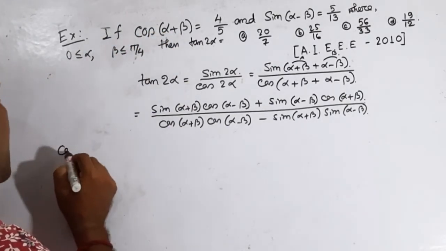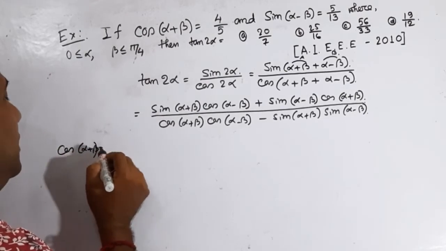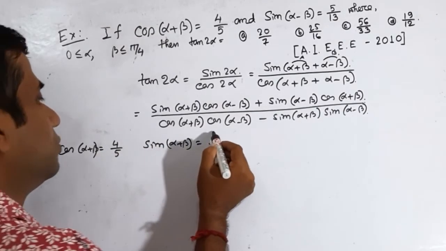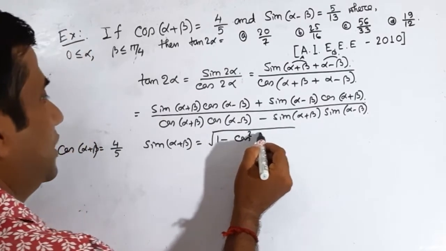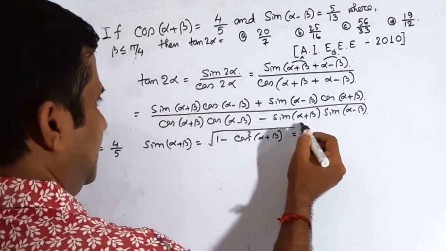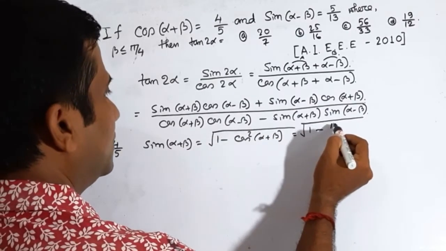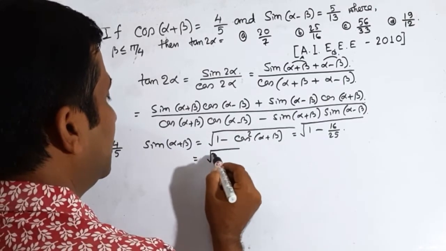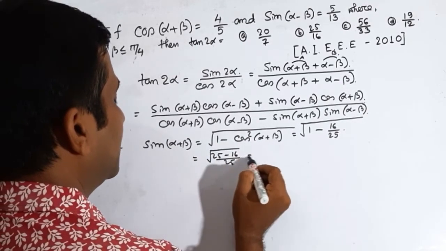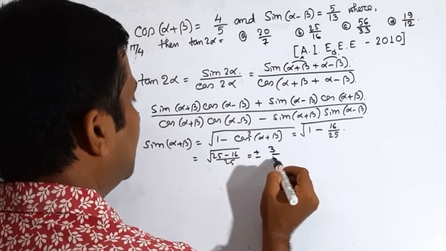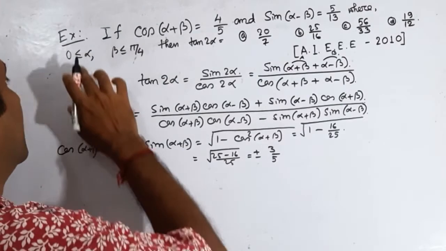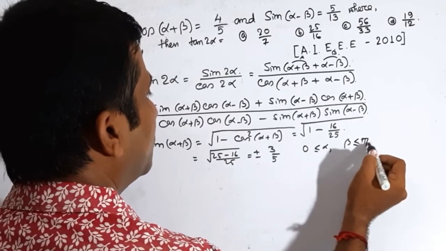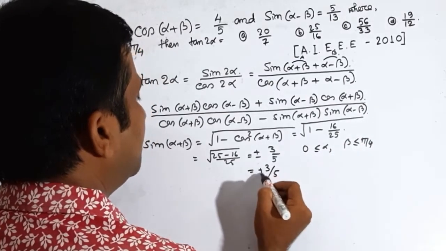Now cos(alpha plus beta) is equal to 4 by 5, then sin(alpha plus beta) is equal to root over 1 minus cos square(alpha plus beta). That means root over 1 minus 16 by 25, that means root over (25 minus 16) by 25, that means plus minus 3 by 5. Now here is a condition that 0 is less than or equal to alpha and beta less than or equal to pi by 4. Then this value is plus 3 by 5.